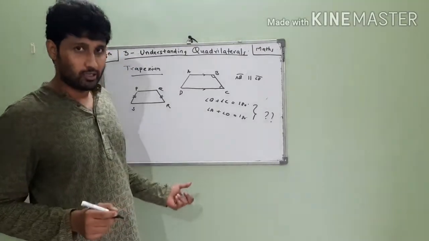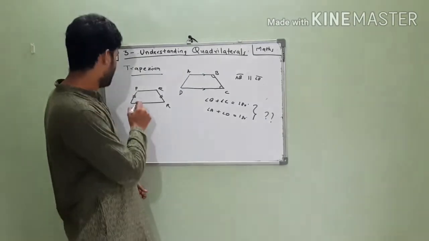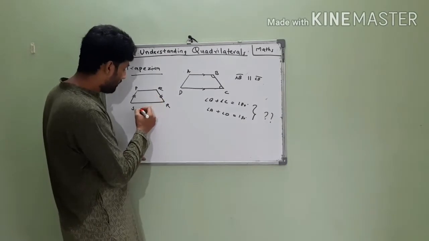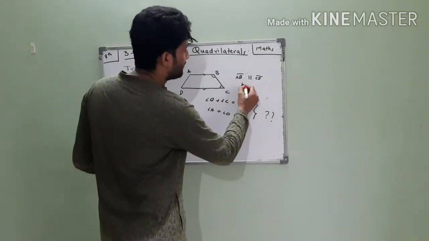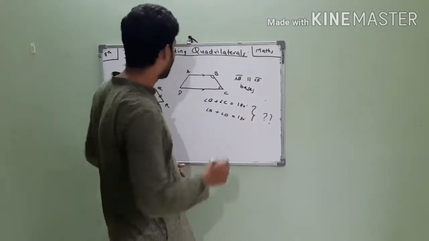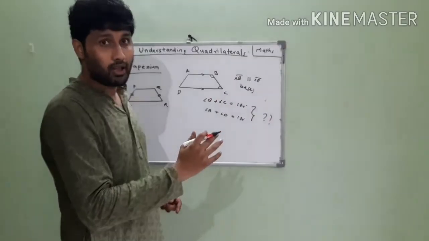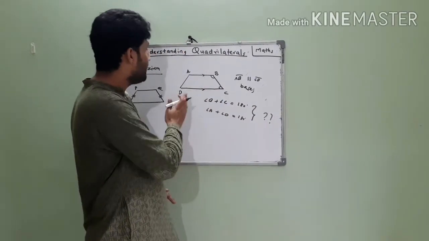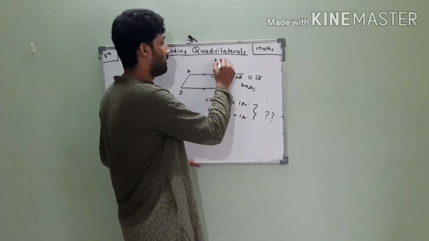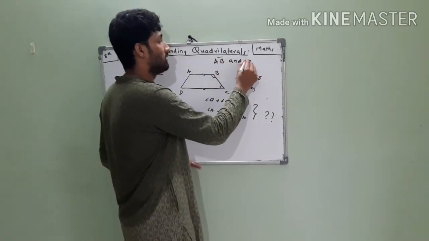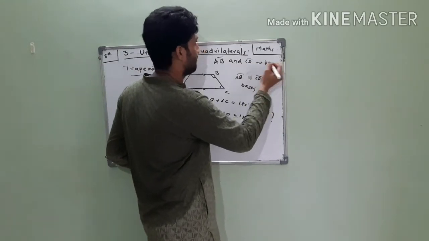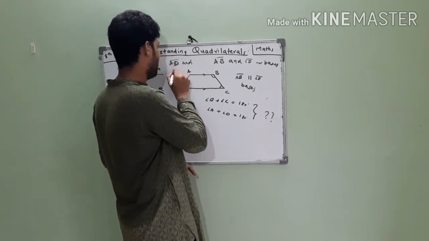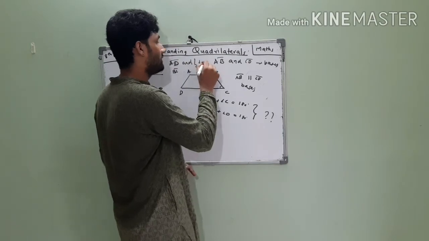Okay? It is also possible that you have a trapezium in which you have PS and QR as equal. By the way, the parallel lines are called the bases of a trapezium, and the other non-parallel lines are called legs. So AB and CD are the bases and AD and BC are the legs of this trapezium.